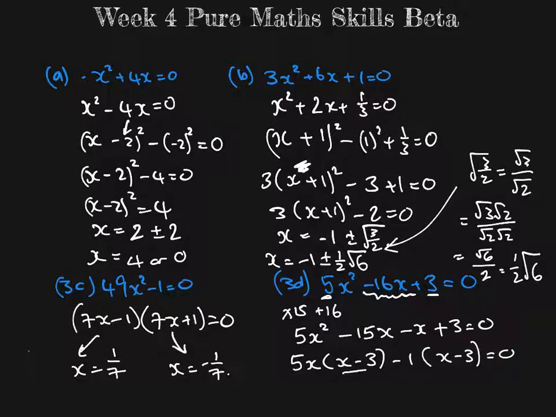These will always be the same, these two factors. So the factors are (5x - 1) and (x - 3), giving solutions of x equals 1/5 or x equals 3.